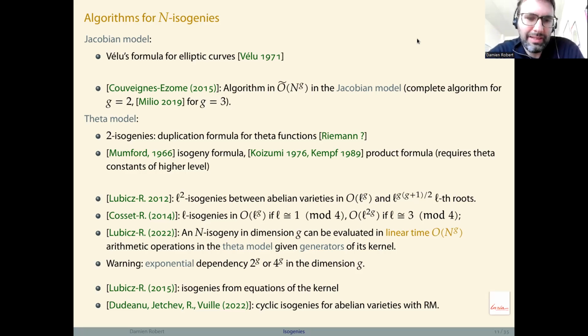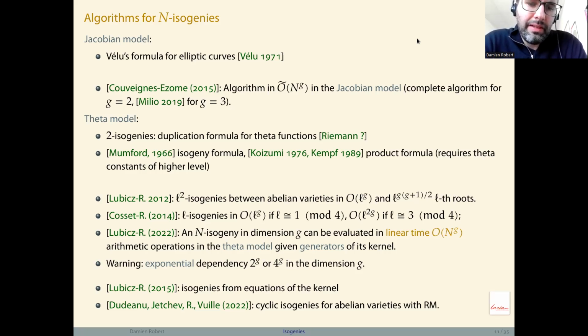So it's pretty similar. Then with Cosset, we managed to compute l-isogenies and not only l-squared isogenies. And the situation was a bit strange. So the timing was l to the g if l is congruent to 1 modulo 4, and l to the 2g if l is congruent to 3 modulo 4. I'll let you guess why we had these different conditions.